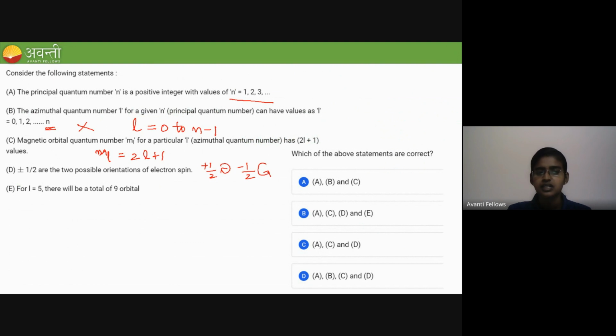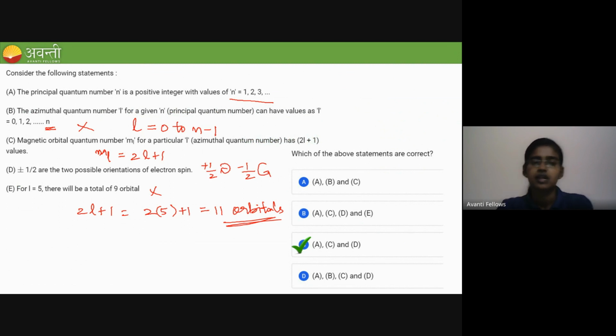And the last statement E, for L equal to 5, there will be a total of 9 orbitals. No. Total number of orbitals can be calculated using the 2L plus 1 formula. So L value is equal to 5, so it is 2 into 5 plus 1. So it is equal to 11 orbitals. But only 9 is given there. So it is not the correct statement. So A, C and D are the correct statements, and it is given in option C. Okay. Fine. Let's move on to one more question.